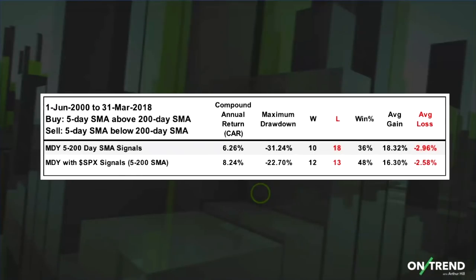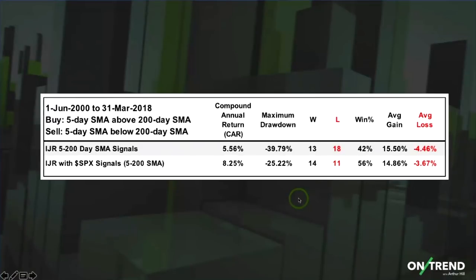Look at MDY, a similar scenario. If you use the 5-day, 200-day crossover for MDY, you had a 6.26% annual return. But if you use the signals for the S&P 500 and bought or sold MDY, the mid-cap ETF, you had an 8.24% annual return. That's like a third higher. Your drawdown was lower and your winning percent was higher.